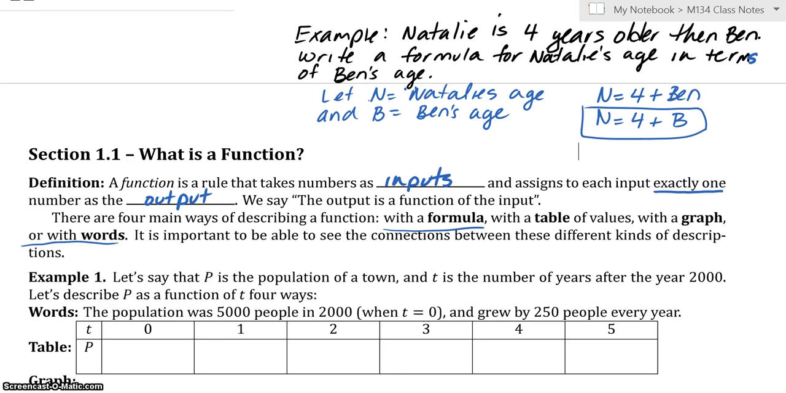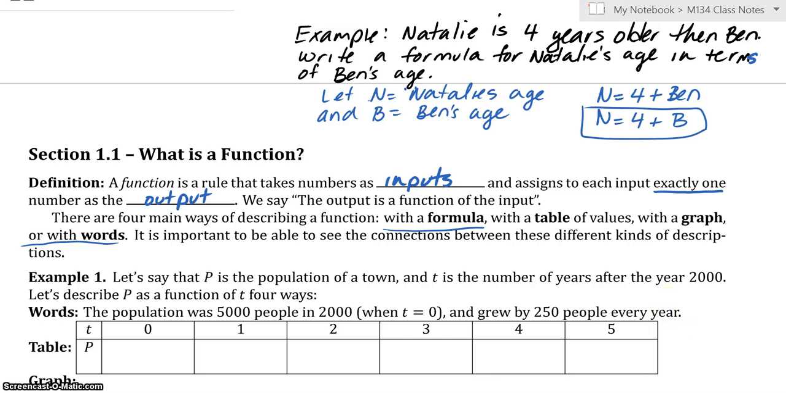Example 1. Let P be the population of a town and T be the number of years after 2000. Let's describe P as a function of T 4 ways. So first they're starting with words, just like I did. The population was 5,000 in 2000. That's when T was 0, by the way. And it grew by 250 people every year.